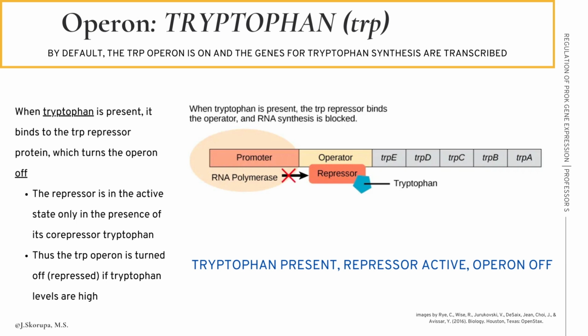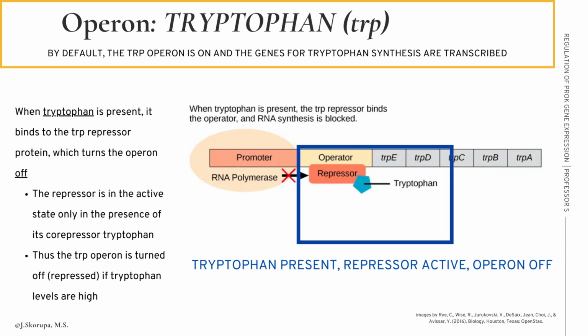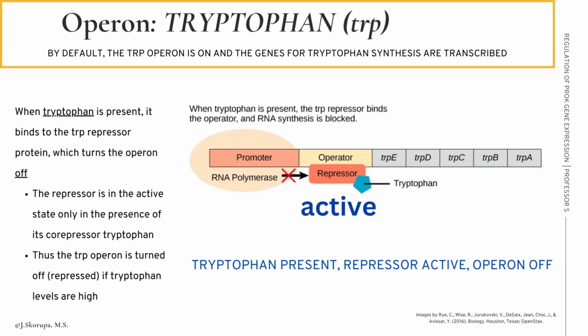When tryptophan is present, tryptophan will act as a co-repressor and bind to the repressor protein. This causes the repressor to become an active repressor. This active repressor binds to the operator in the promoter region of the trp operon, which blocks transcription. As tryptophan accumulates, it inhibits its own production by activating the repressor protein. To make this easy, highlight, star, and underline this. Whatever you have to do to bring attention to this sentence. Tryptophan present, repressor active, operator off.